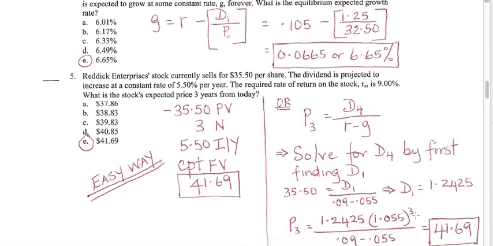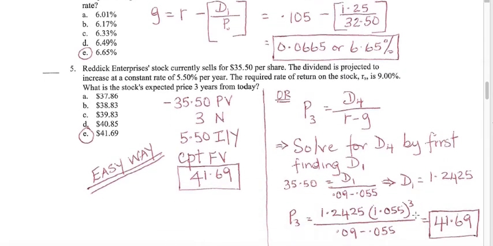Let's take a look at number 5. You're told that Reddick's stock currently sells for $35.50. The dividend is projected to increase at a constant rate of 5.5%. So your G is 5.5%. Your required return is 9%. And you're asked, what is the stock's expected price 3 years from today?